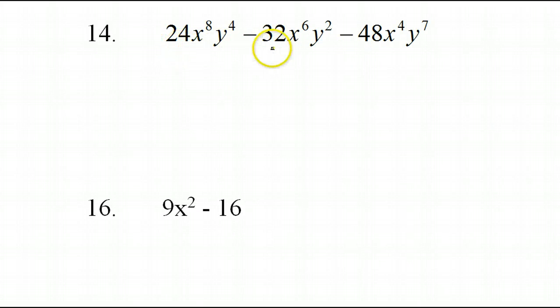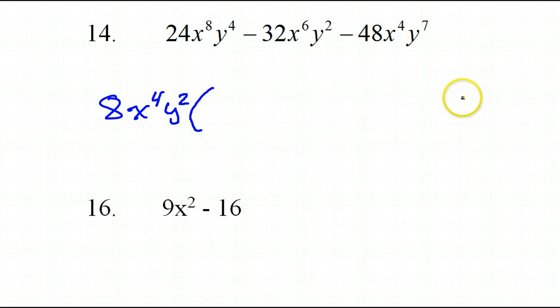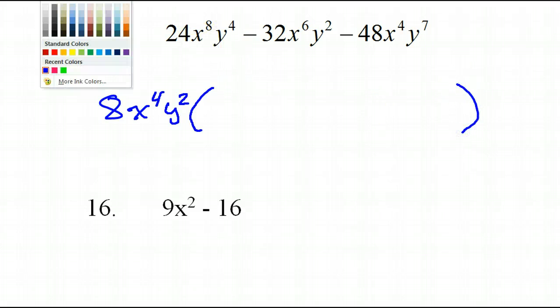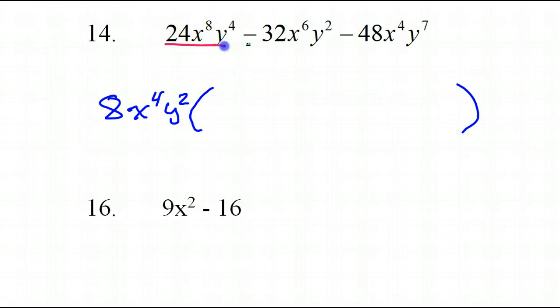Let's see, 24, 32, 48. I know they're all divisible by 4. How about 8? They're all divisible by 8. So let's go with that and see what happens. Now, x's, 8 of them, 6 of them, 4 of them. The lesser amount is 4, so I'm going to rock that. The y's, 4 of them, 2 of them, 7 of them. Always go with the lesser amount. So there you go. Now do your division to see what goes on the inside.